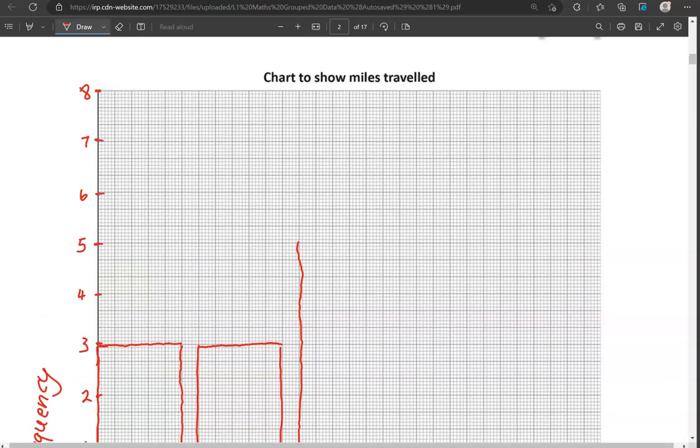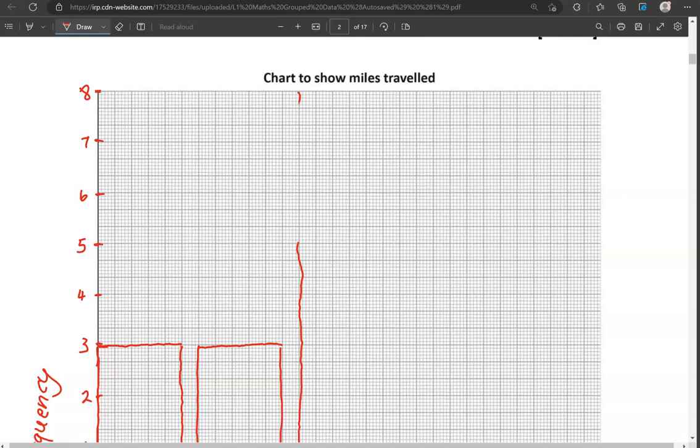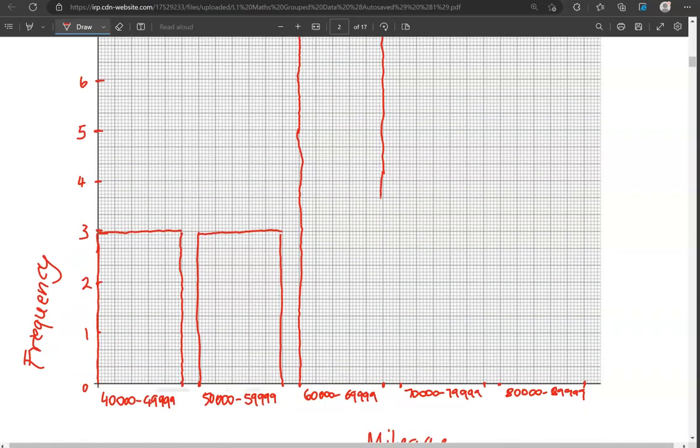So we're going to go up to the top. You need to make sure you use a ruler and draw straight lines when you do this on paper. Now going up to 4. And finally 2 for the last group.